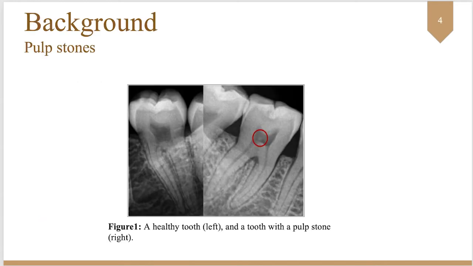A brief background: pulp stones can be found in healthy, diseased, and even unerupted teeth. They vary in size from small to large particles and can be seen in the pulp chamber. Figure 1 represents a healthy tooth on the left side and a tooth with a pulp stone on the right side.